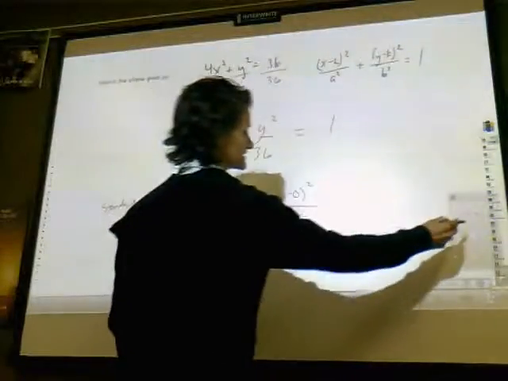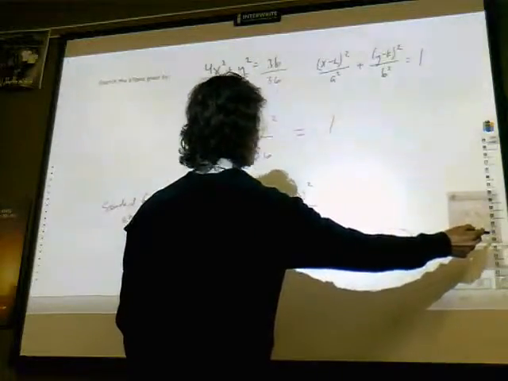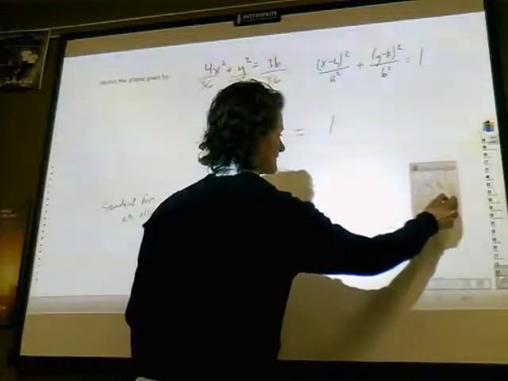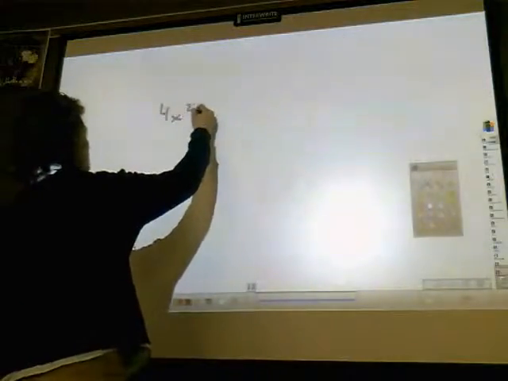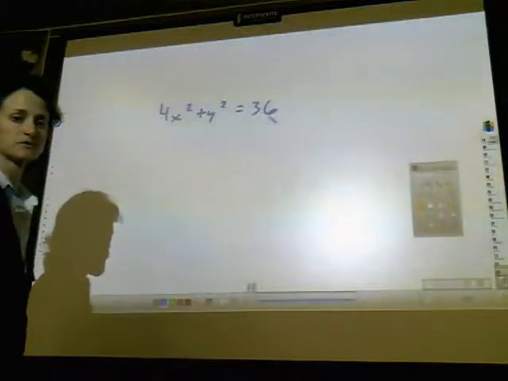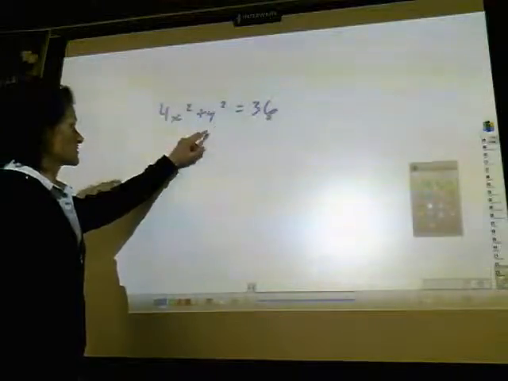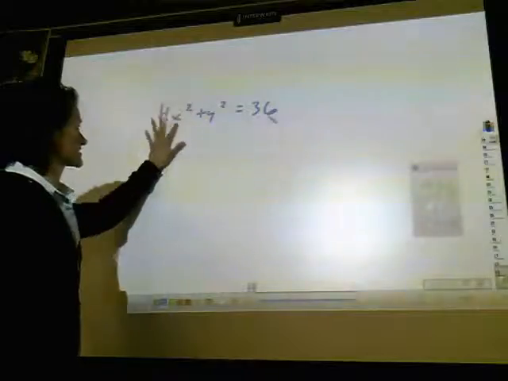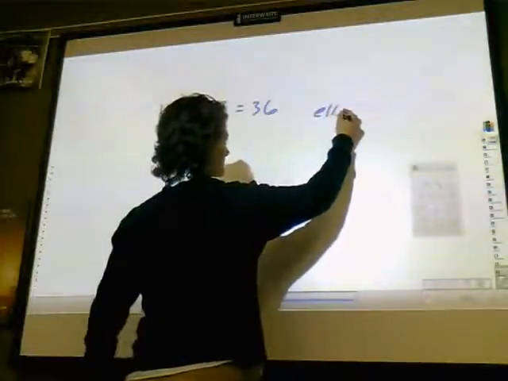So this is a simple one. I have it already done here, so let me go back to an empty slide. 4x squared plus y squared equals 36. Okay, so you can recognize this as an ellipse in the fact that you've got a plus in front of each squared term. They're both positive. They're the same sign. Also, there's a coefficient on the x squared term, and it's different than the coefficient on the y squared term. So, ellipse.